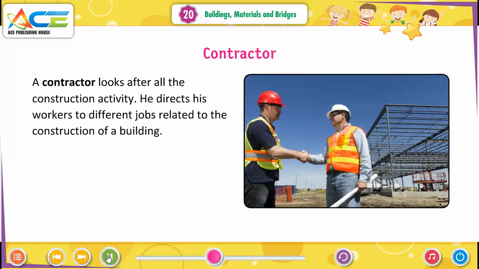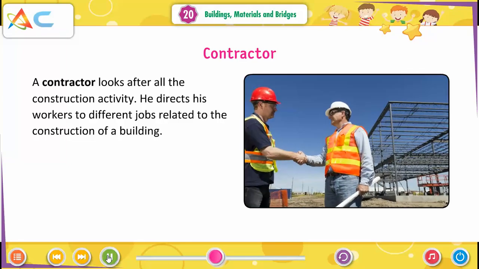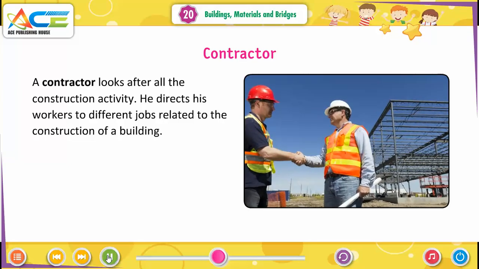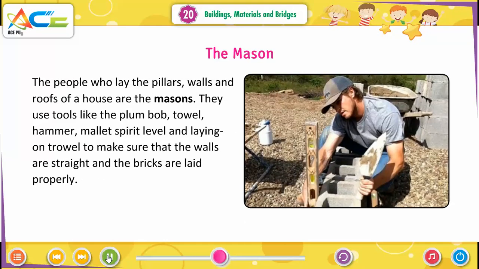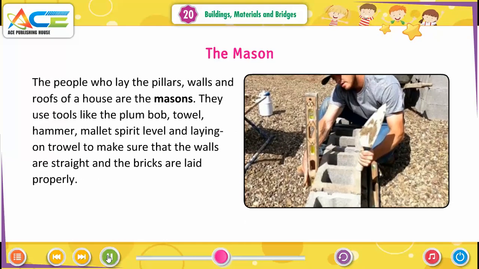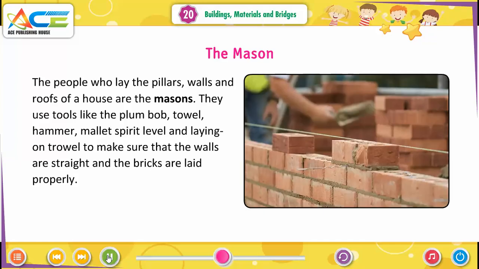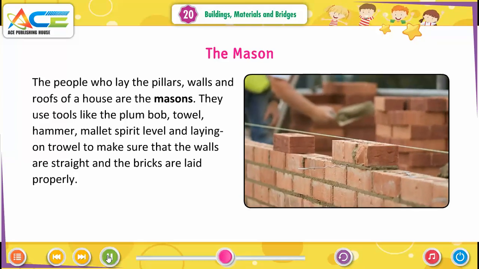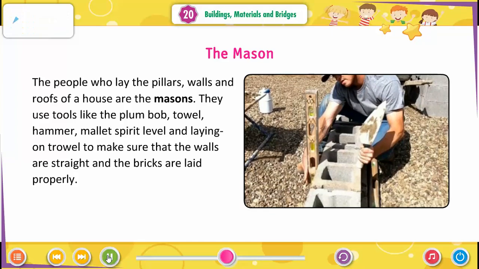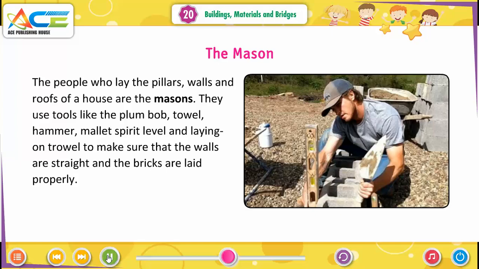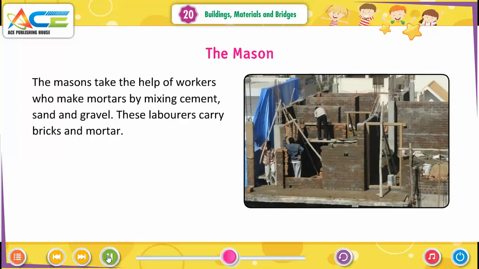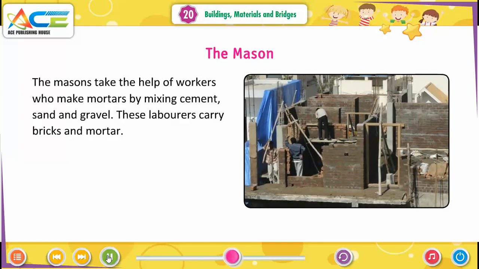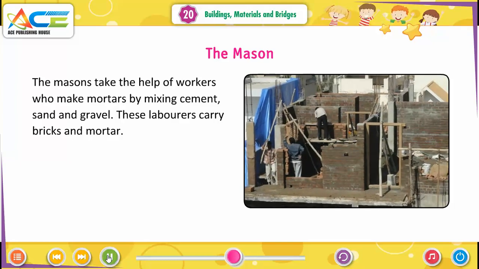Contractor. A contractor looks after all the construction activity. He directs his workers to different jobs related to the construction of a building. The mason. The people who lay the pillars, walls and roofs of a house are the masons. They use tools like the plumb bob, trowel, hammer, mallet, spirit level and laying on trowel to make sure that the walls are straight and the bricks are laid properly. The masons take the help of workers who make mortars by mixing cement, sand and gravel. These laborers carry bricks and mortar.